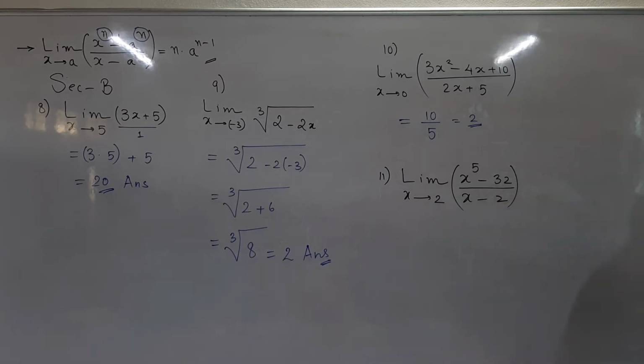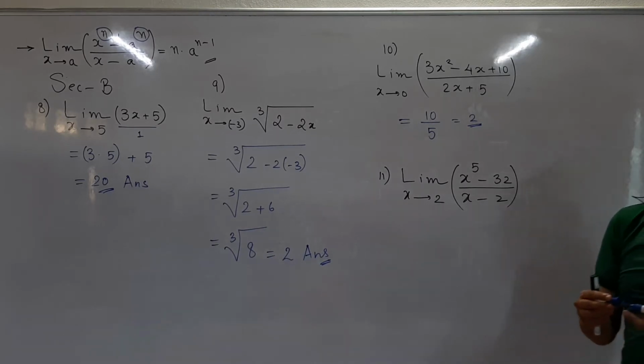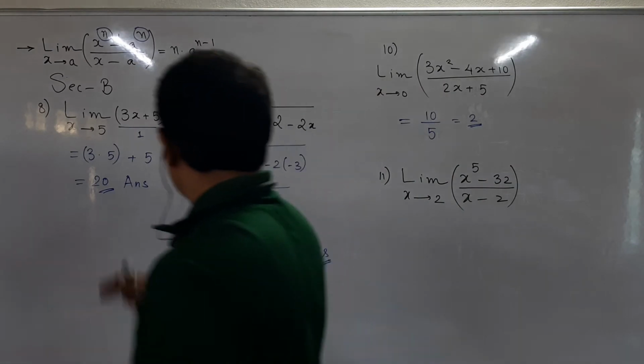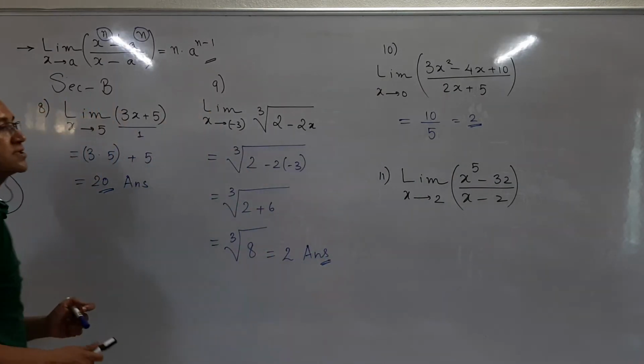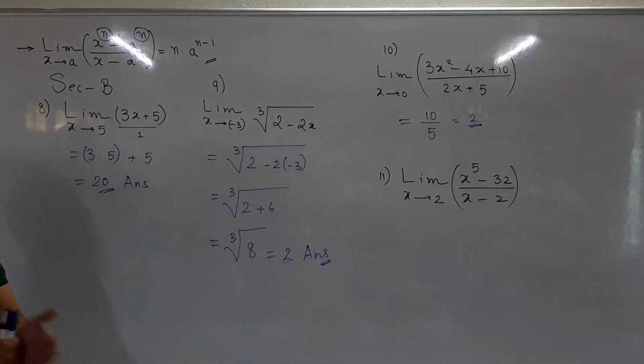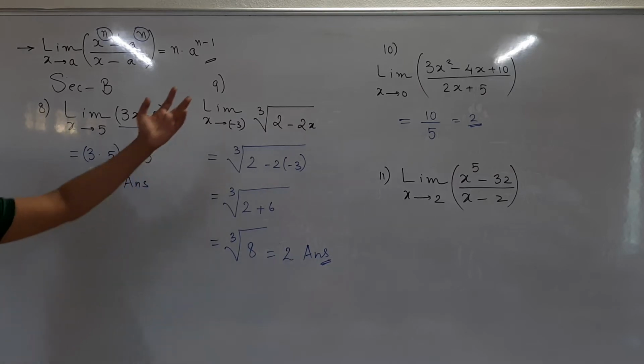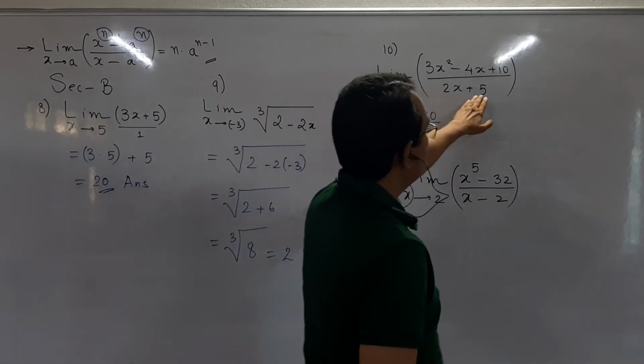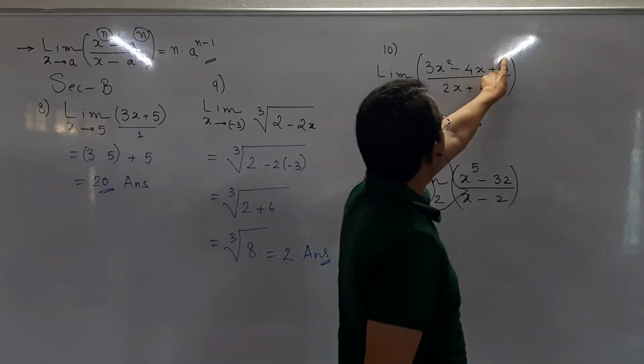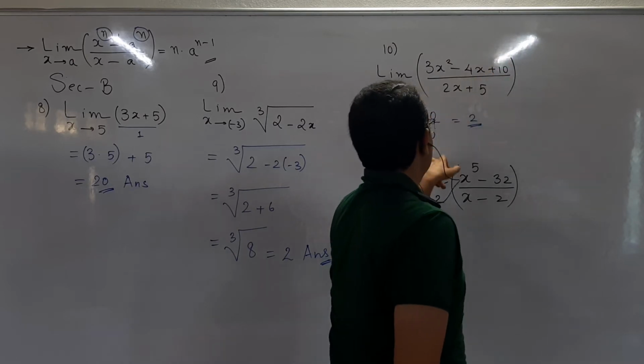Limit cannot be substituted directly, students, if after substituting the limit, the value of numerator and denominator at a time becomes 0. So here if I take x is equal to 0, denominator is 5, numerator is 10, so the answer is 10 divided by 5.